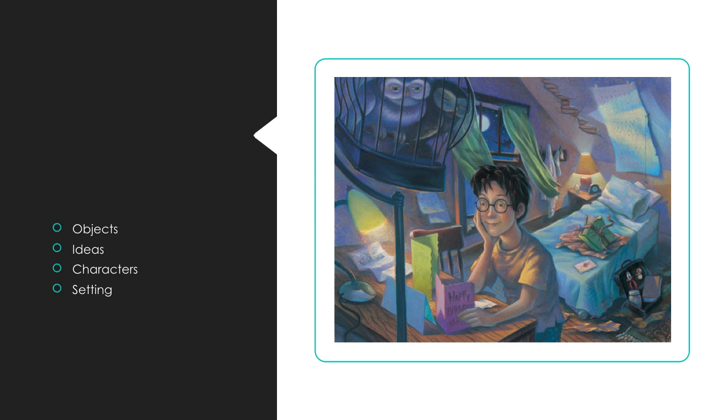Let's review what objects, ideas, characters, and setting are. You can see in this picture that we have different objects, which are many objects, in the background of what's happening. You might see a desk, a book, a bed, a messy room, an open window, and so much more. You then can maybe see ideas. For this example, you might see that this person is reading a story.